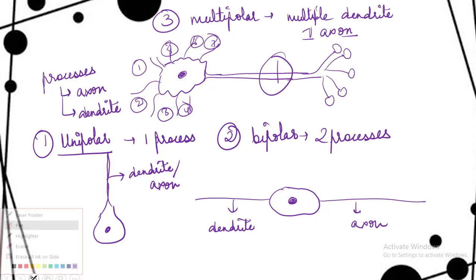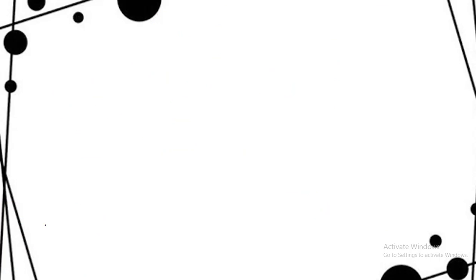Okay, then we move on to the next type of neuron based on the number of processes, called pseudo-unipolar. So what does pseudo-unipolar neuron mean? That there will be a cell body. This is a cell body, and that cell body has a nucleus. From the cell body one process will arise.